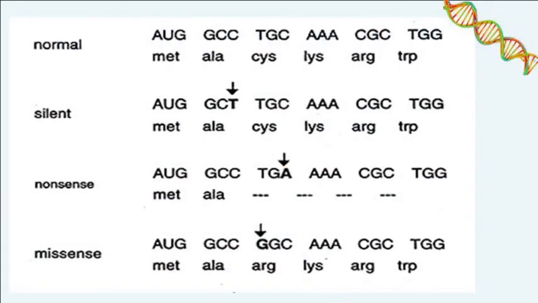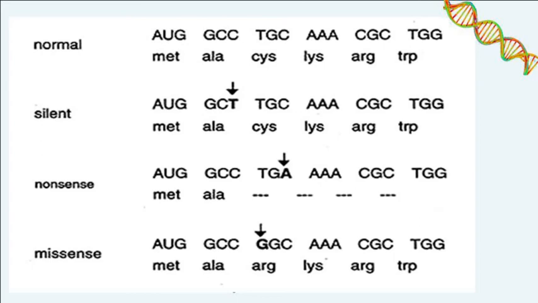See in this diagram, the normal amino acids are methionine, alanine, cysteine, lysine, and so on. Whenever at the second codon C is replaced by T, the amino acid alanine remains the same. GCC codes for alanine as well as GCT. So there is no change in the amino acid, so no change in the function of the protein. That's why it is called a silent type of mutation.